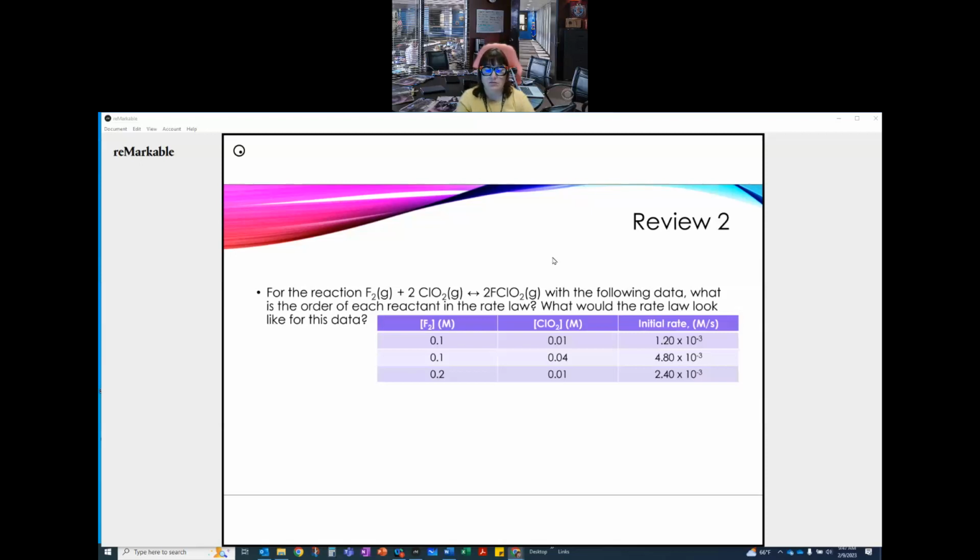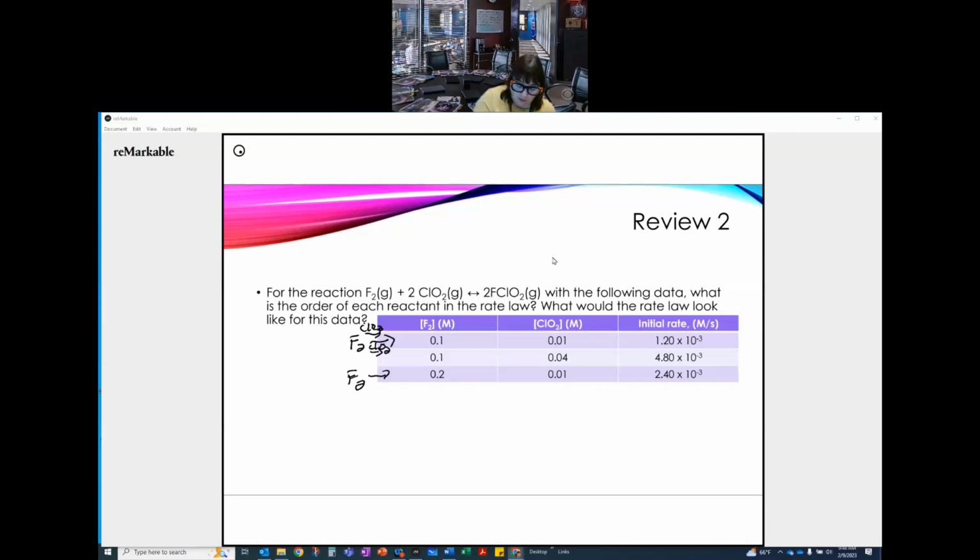For the last row, I see that I double the F2, but my concentration is still 0.01. So I can use this row and this row to do F2. And I can use this row and this row to do the ClO2. Okay? Because we have to maintain one of those concentrations as the same and vary the other one. Because we only want to consider one concentration at a time. So we want to see what that looks like. So I always do bigger number over smaller number.